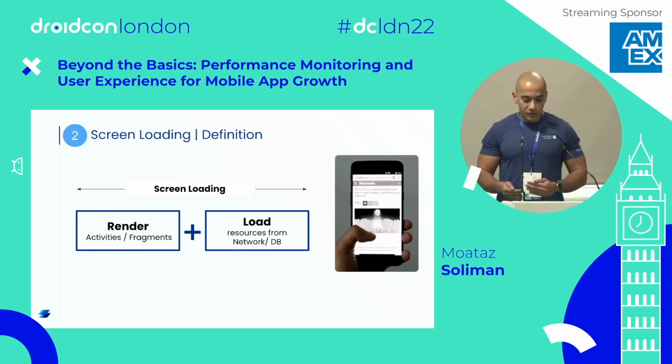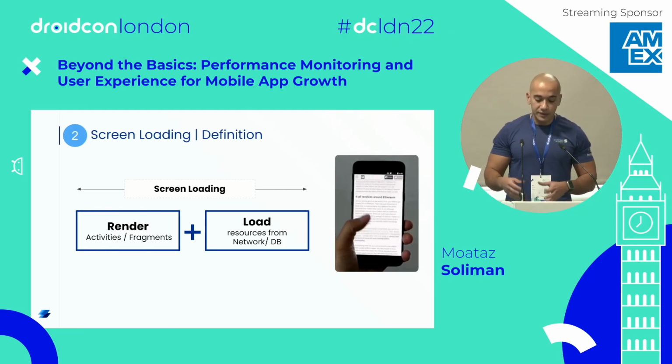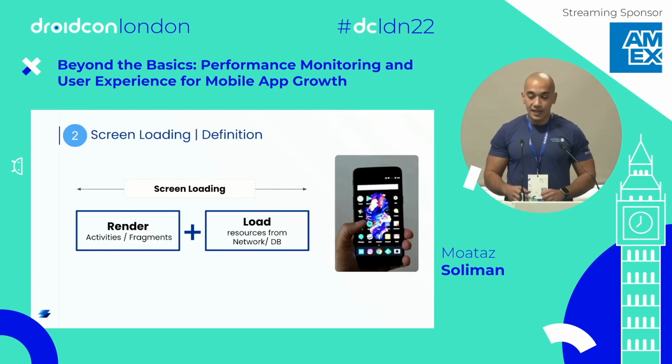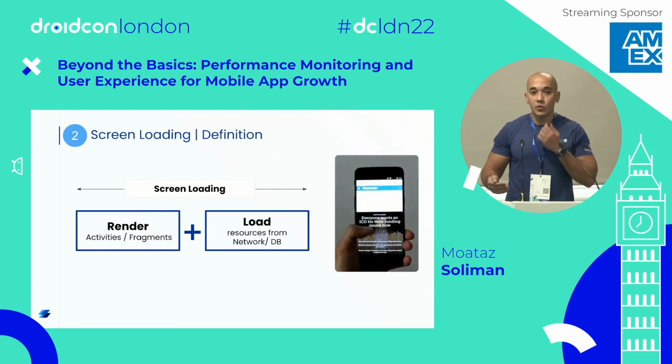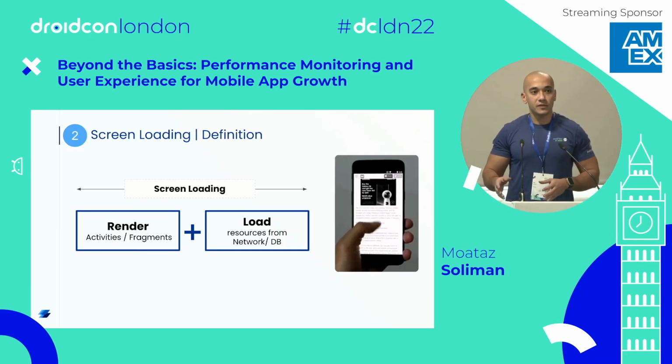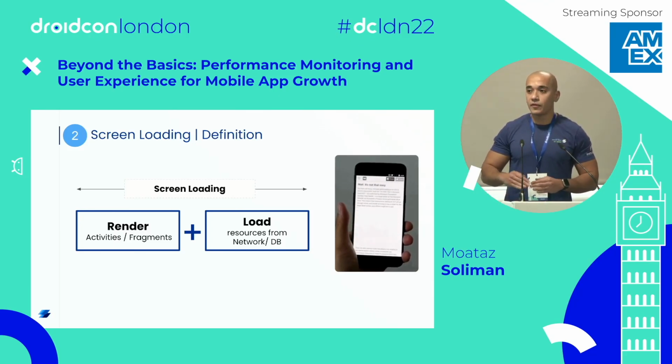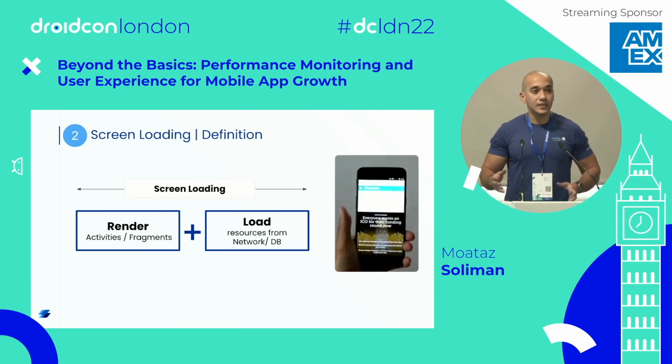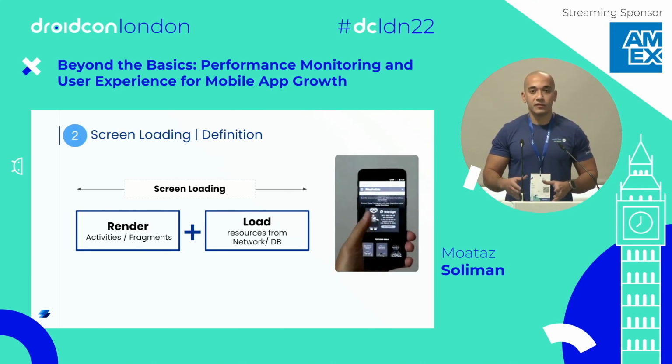And we define it the same way as well. So it is the time that the screen takes to render its activities and fragments, as well as any custom code that you need to do at the time that the app launches. So if there are any resources that you need to request either over the network or from the disk, we also take that into account in the latency of the screen loading.